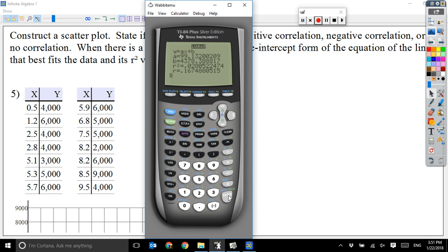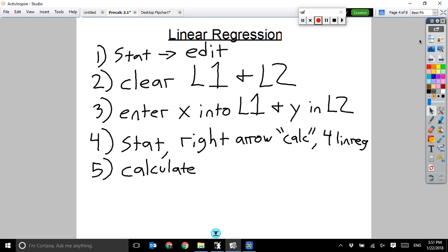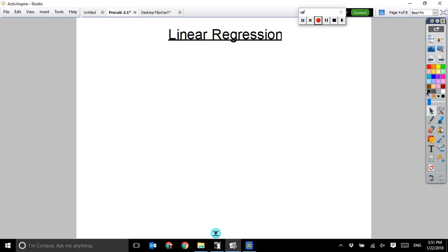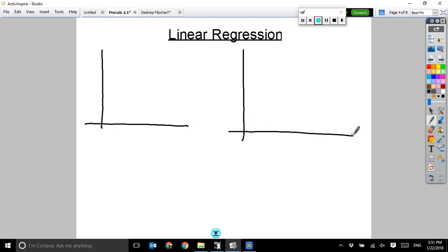Okay, so let's think about what that r and r squared means. R tells me how strong my correlation is. So I'm going to clear this thing out right here. Let's say I had two different scatter plots.